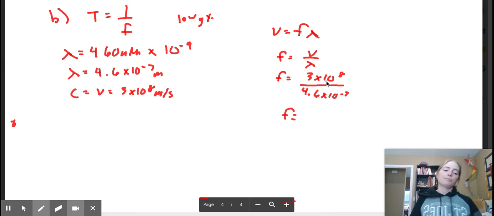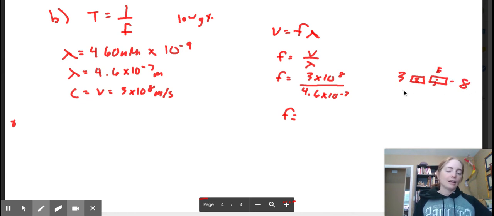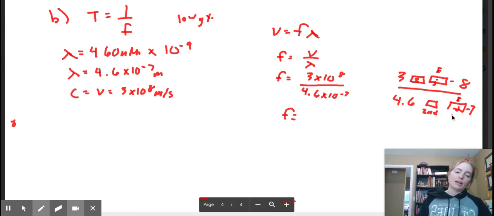Now, calculator tip again, ladies and gentlemen. I recommend entering these values into your calculator as 3, and then hit that yellow second button, and then the comma button with the E on top of it, and then -8. Then you're going to divide that by your 4.6, and then second, and then your little comma with the E above it, -7. If you do this method, then you don't need to worry about your brackets.